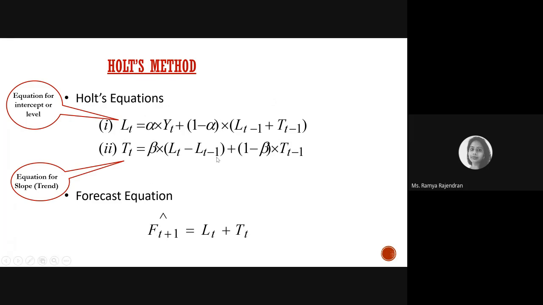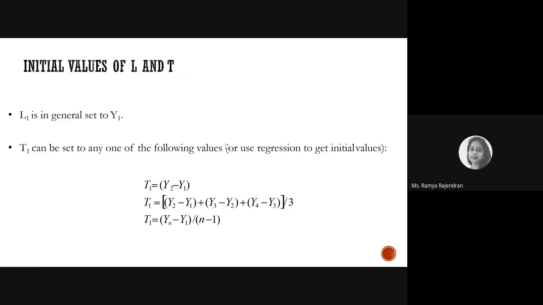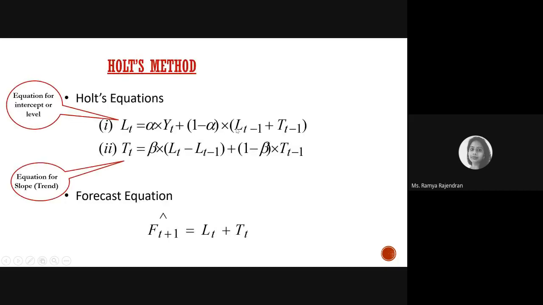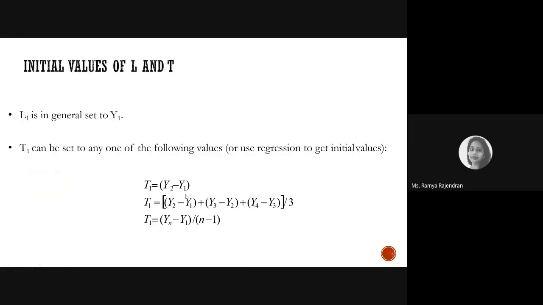But here, to find out the intercept, you have to depend on the trend, and to find out the trend, you have to depend on the intercept. So what do we do? For the first initial values of L and T, you always take L1 equal to Y1. So you don't have to worry about this; you'll just substitute your Y1 value here. And for T, it's nothing but the difference between the two actual values, Y2 minus Y1.